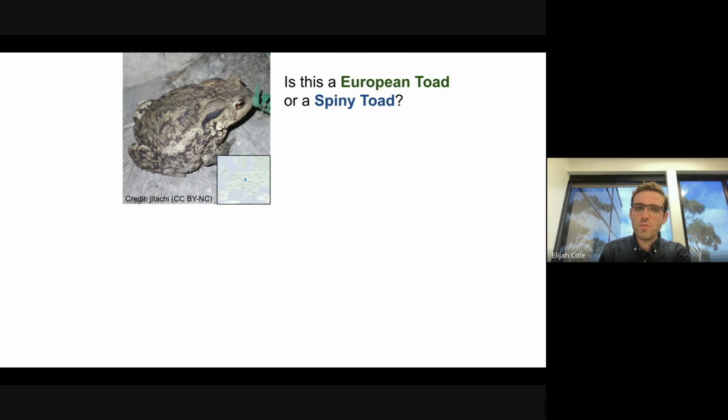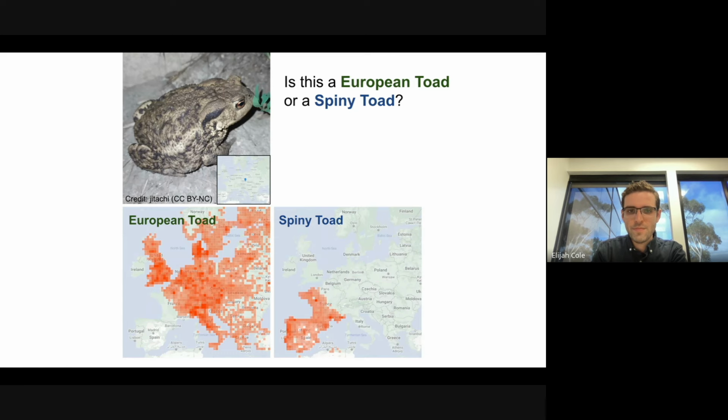But there's more information we know than just the image. We also know where the image was taken. And so if we know something about the distribution of these two species, the European toad and the spiny toad, we can use that information to help disambiguate a difficult problem. If the image is ambiguous, it is very, very difficult to tell which species it is. Maybe you can tell which species it is based on the location where the photo was taken instead of just the image.